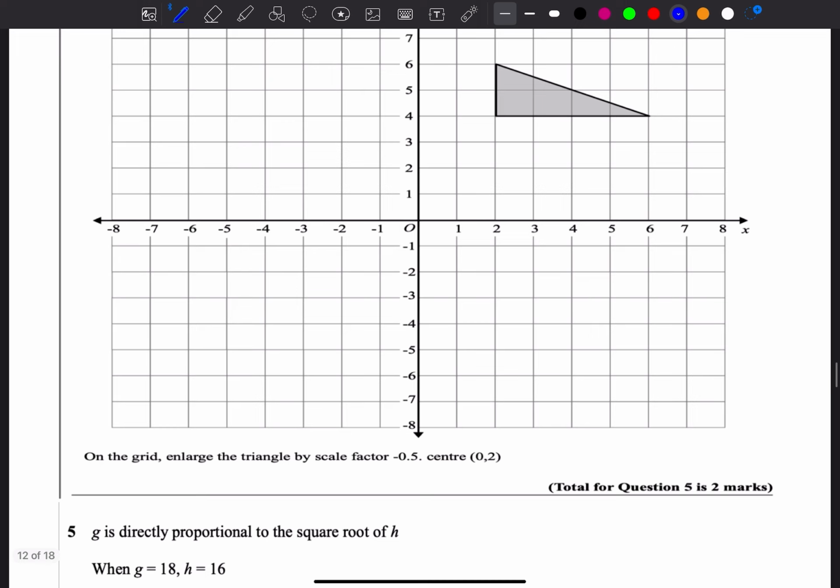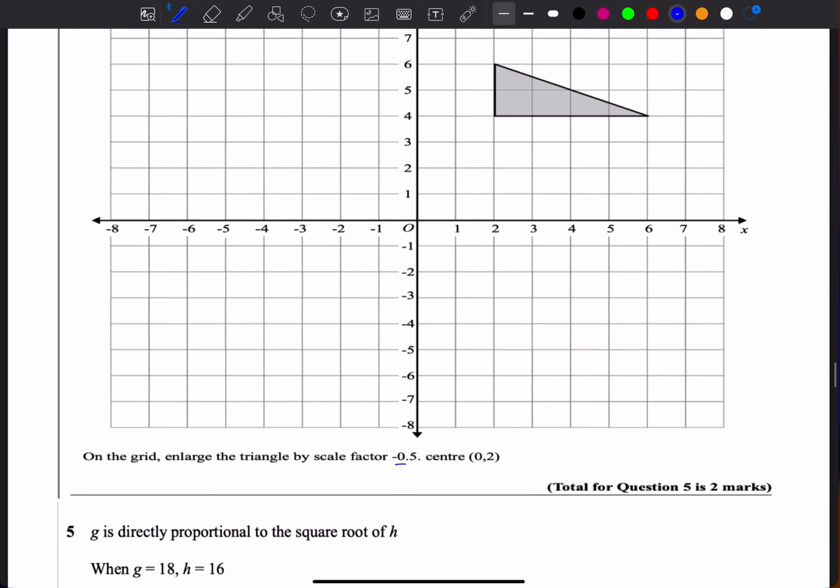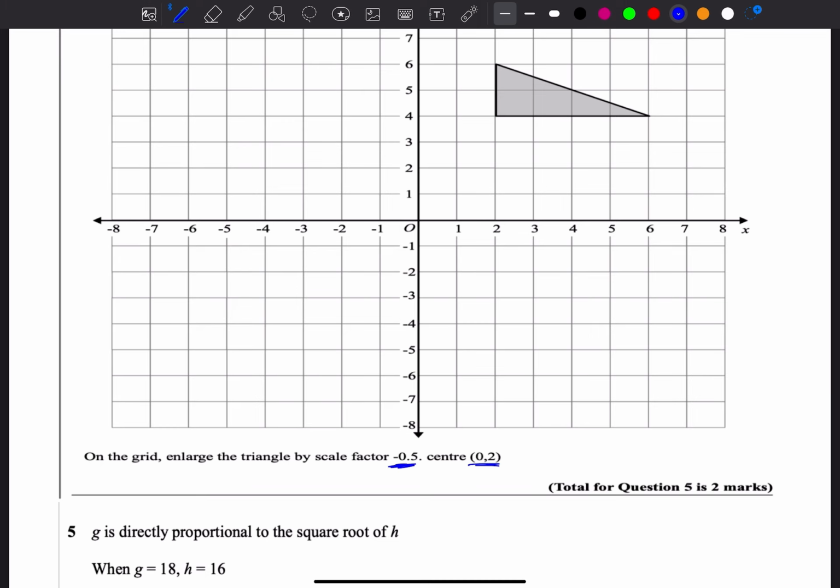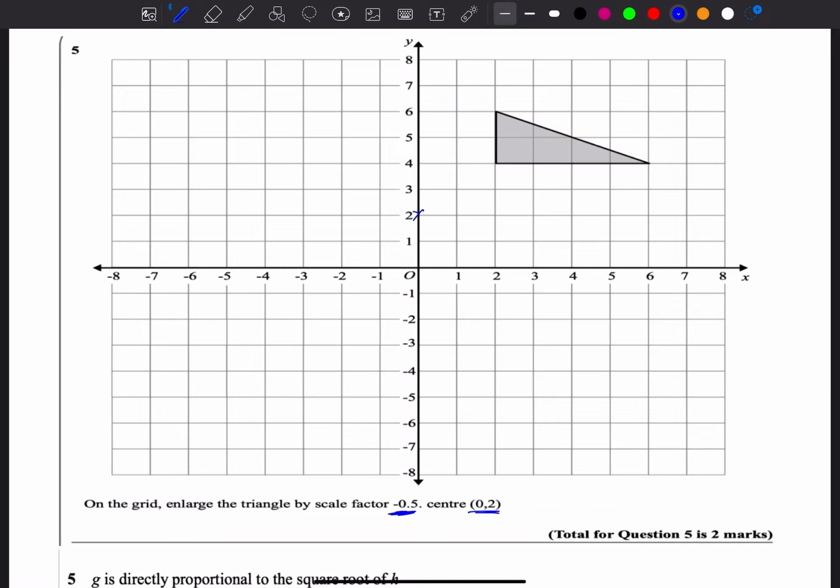Enlarge this triangle by a scale factor of -0.5 from the center 0, 2. 0, 2 center is here. That's the center. So how to go to that point? Let's say you go 2 right, 2 up. 2 and 2 times it by what number? Scale factor -0.5, which will give you -1, -1. So 1 left, 1 down, which is here.